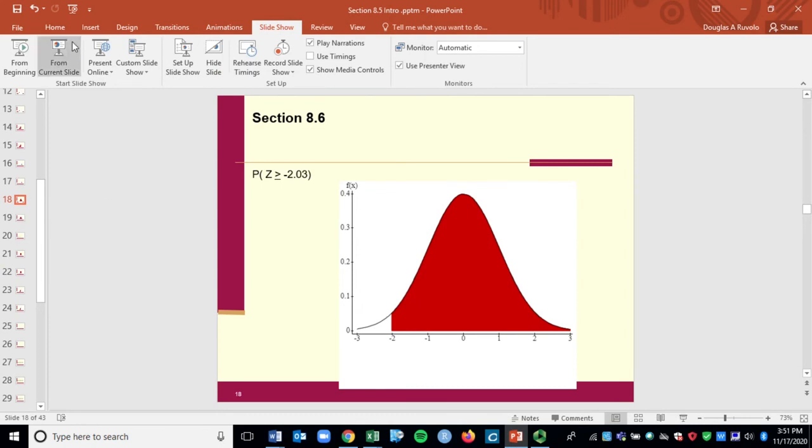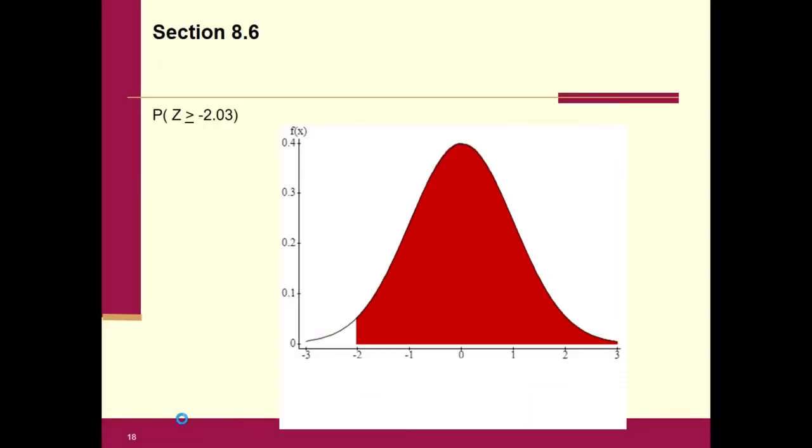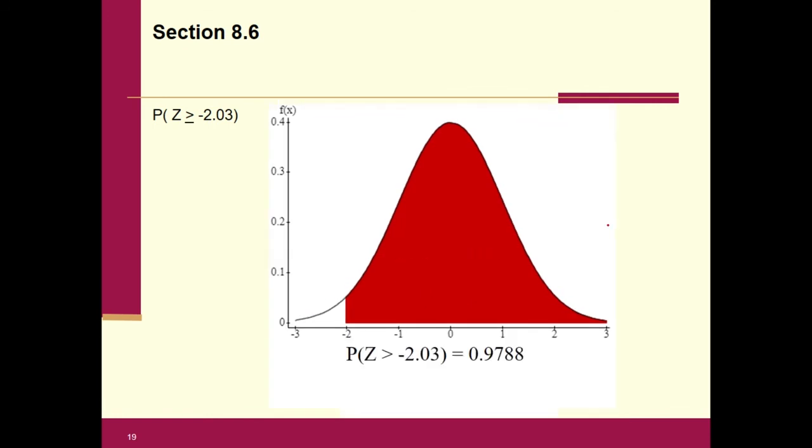So that means that in order to get our answer, this is 0.0212, this area here. To get the rest of this, this would be 1 minus 0.0212. That gives us 0.9788, if I did my math right. 0.9788. Yep, there it is. Okay, 0.9788.